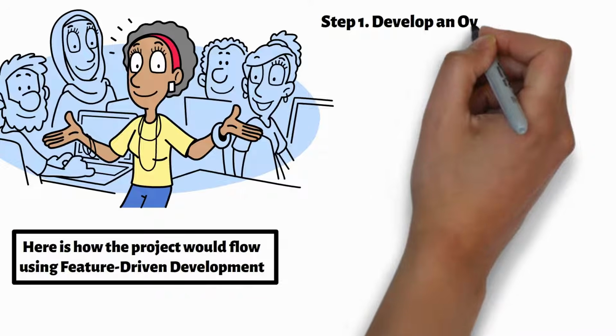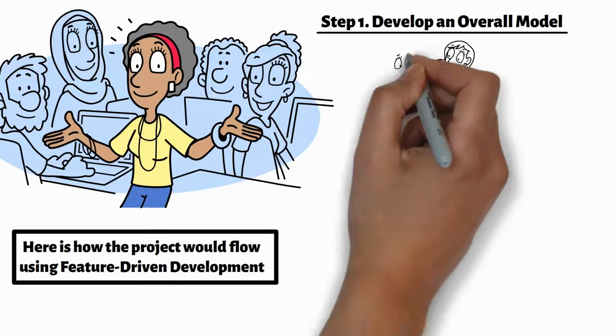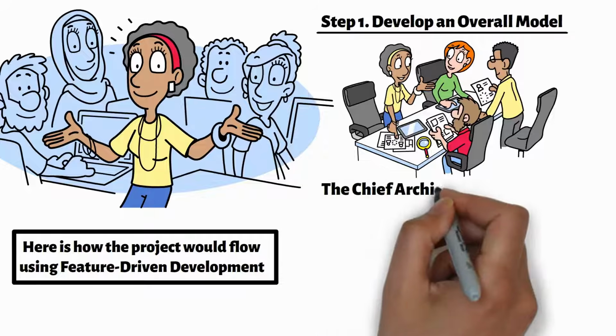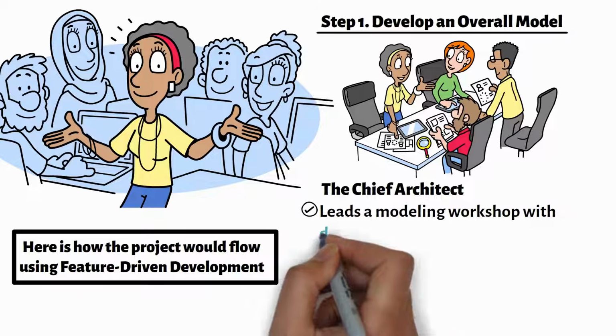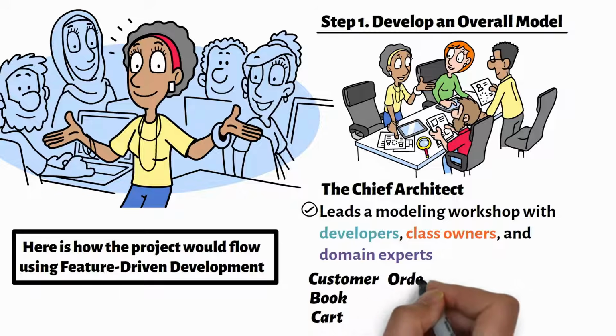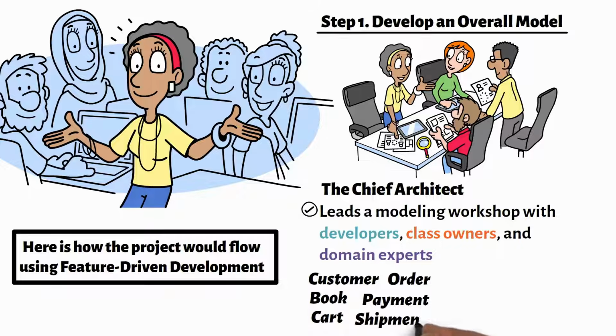Step 1. Develop an overall model. The first step is to build a shared understanding of the business. The chief architect leads a modeling workshop with developers, class owners, and domain experts who understand how the bookstore operates. They identify key concepts such as customer, book, cart, order, payment, and shipment.